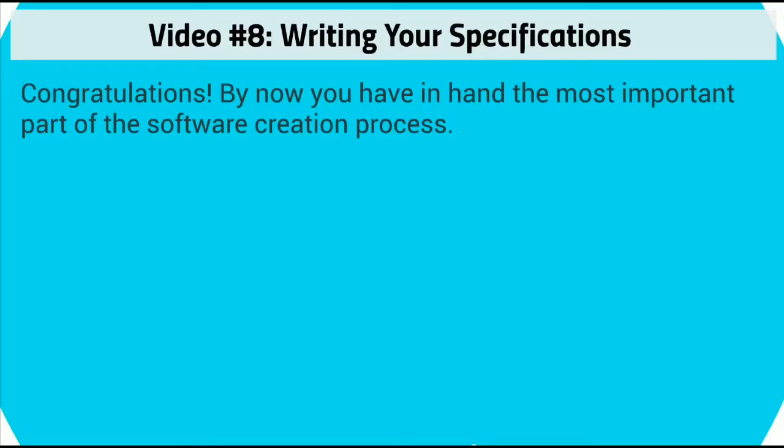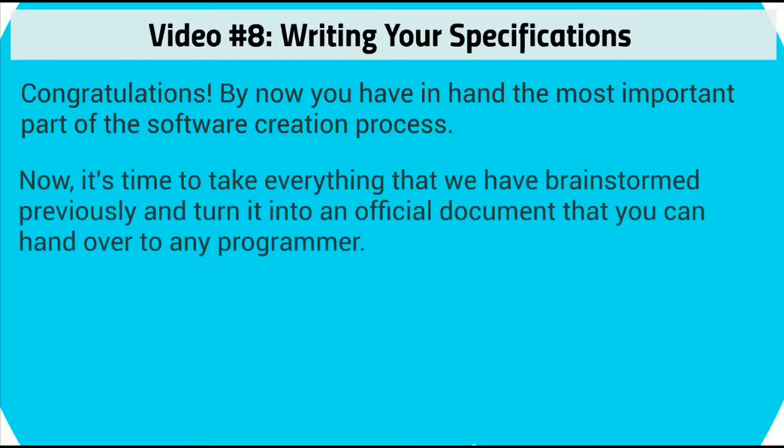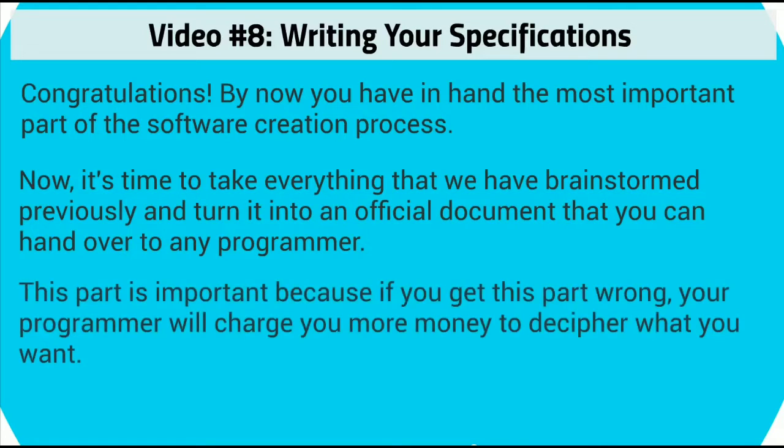Congratulations, by now you have in hand the most important part of the software creation process. Now all we have to do is take everything that we have put together and make it look like an official document that you can hand over to your programmer. This is a very important part, because if you get this part wrong, your programmer will charge you more money to decipher what you want.